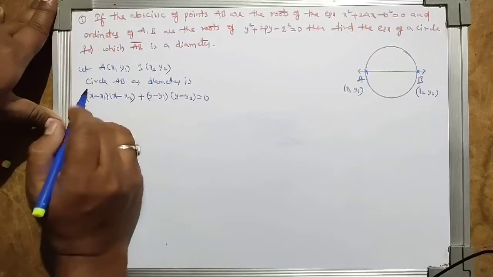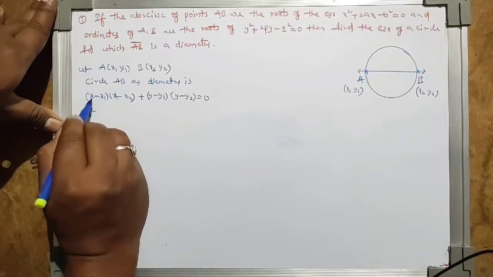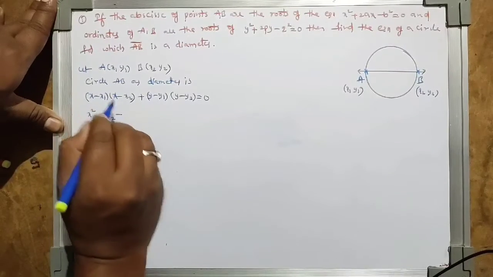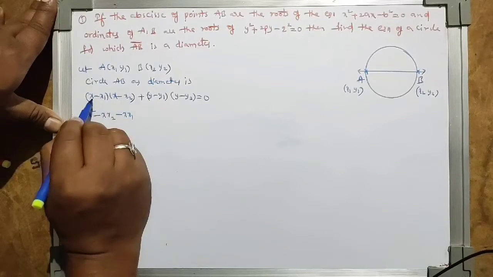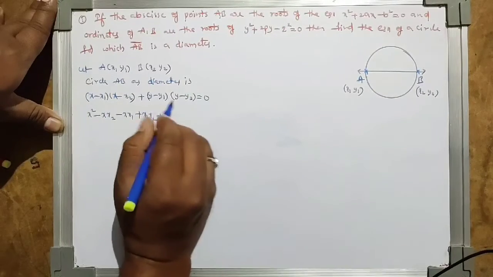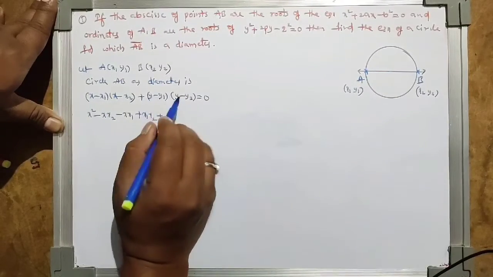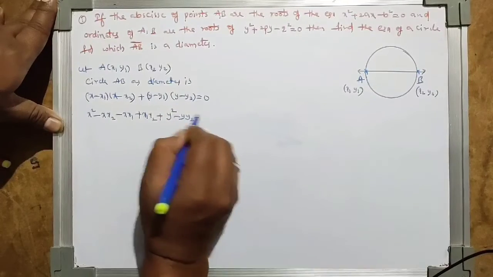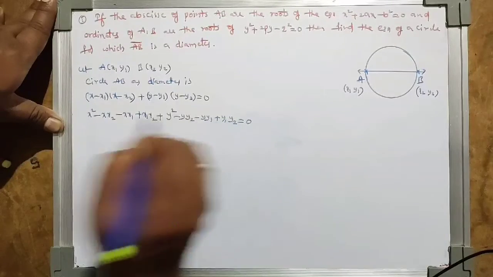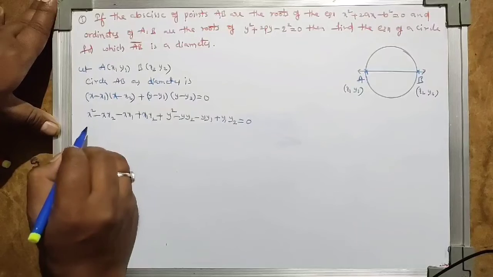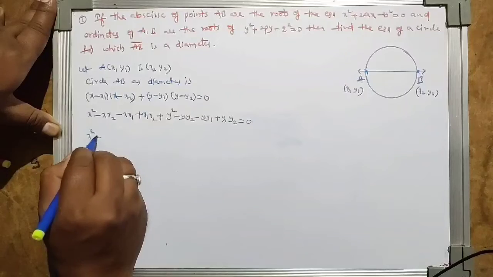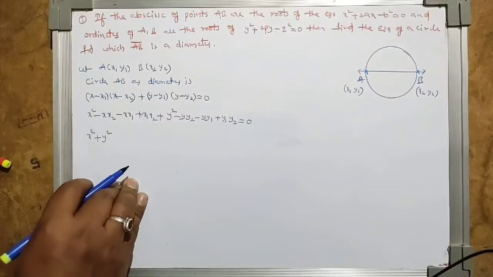So we have to multiply here. x into x becomes x square, then x into x2 gives minus x x2, then minus x into x1 gives minus x x1, then plus x1 x2, then plus here also we get y square, and y into minus y2 gives minus y y2, minus y y1, plus y1 y2 is equal to 0. So now first write the x square term, then the y square term.